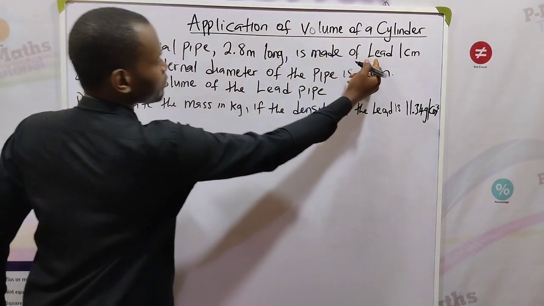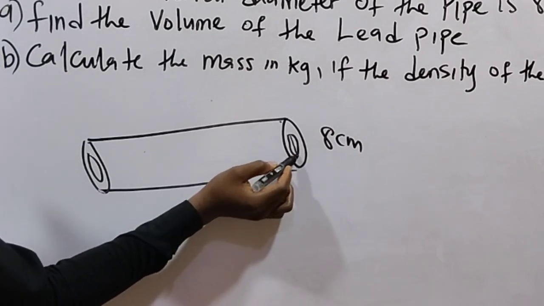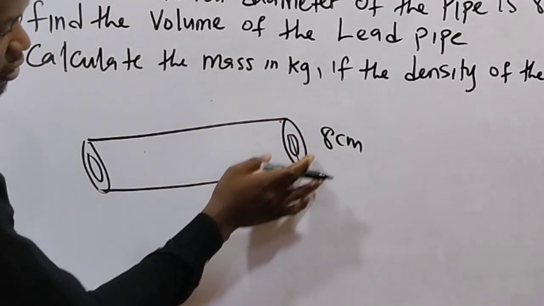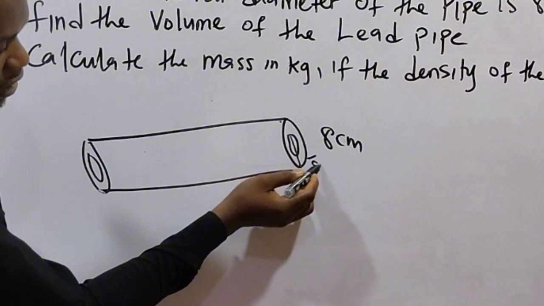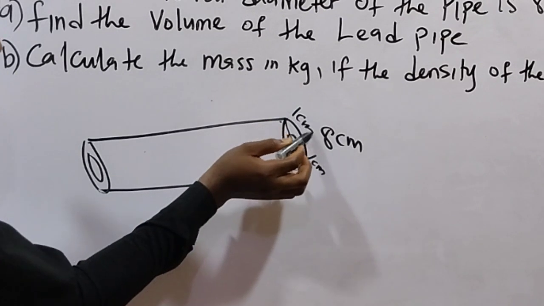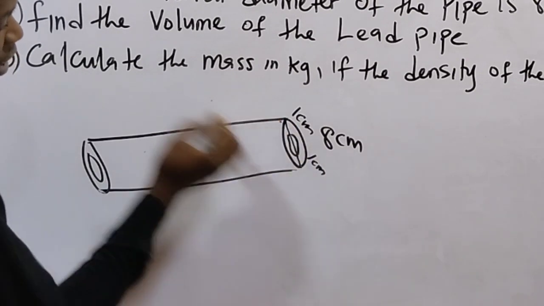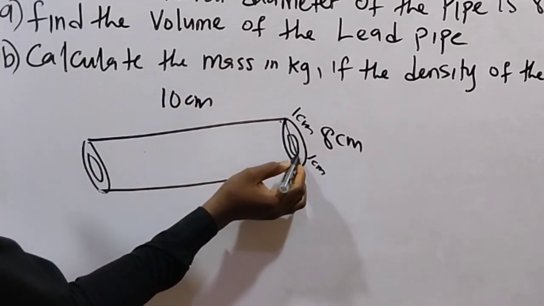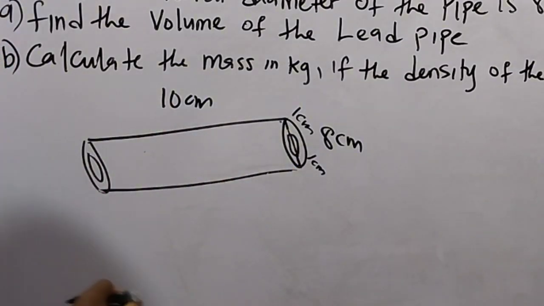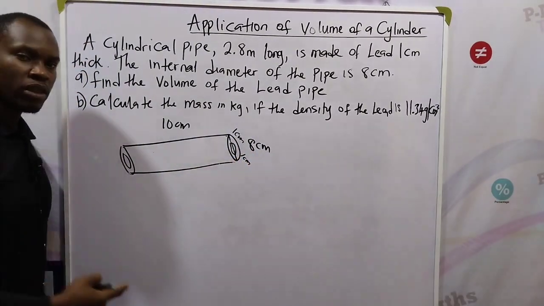And we are told that the lead pipe is 1 centimeter thick. That means this space from the center, that is the hole, to the circumference of the bigger circle is 1 centimeter, right? And that extended to this point from here to here also is 1 centimeter. So what it means is that for the bigger circle, the diameter is 10 centimeter, because you add this one to this one and then to the center diameter, you have what? 10 centimeter. And originally the smaller circle has 8 centimeter diameter.